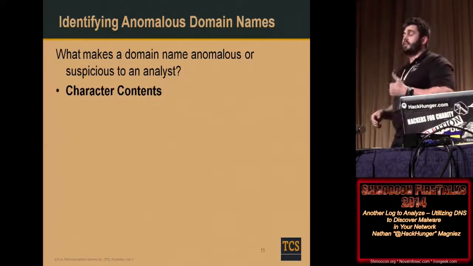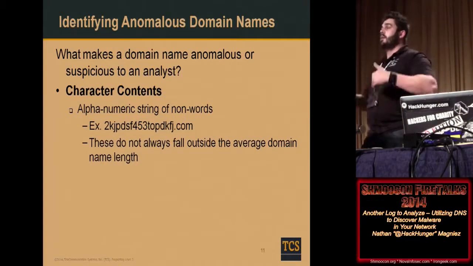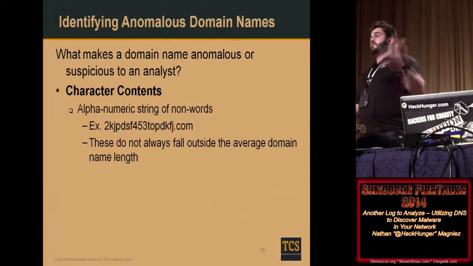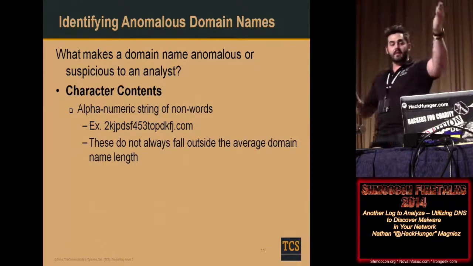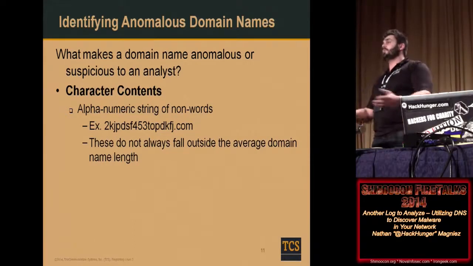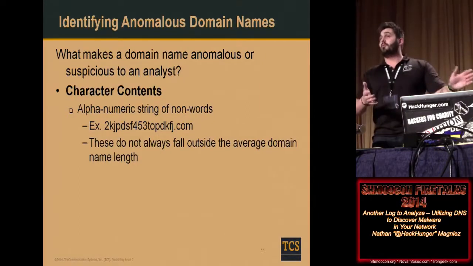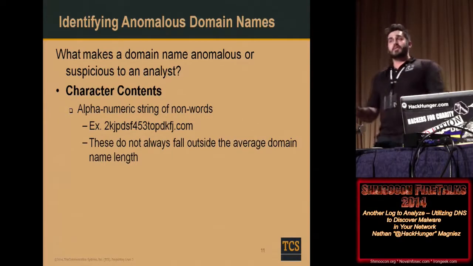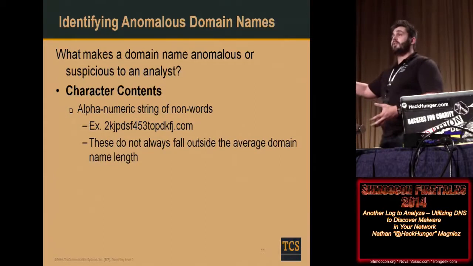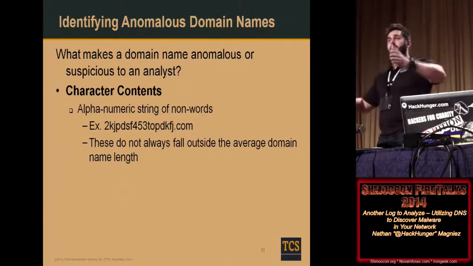We also want to pay attention to character contents. So alphanumeric strings, as I already talked about, letters and numbers just flowing together. That particular domain name, 2kjpdsf on down the line.com, is available because nobody wants it, because nobody can memorize that, right? So that's something that's going to be available to a malware author or somebody that wants infected users to communicate to command and control servers. So pay attention to that too. Typically these may not fall outside of the range of what's normal with the content as well, so on a cursory look, this may look normal.